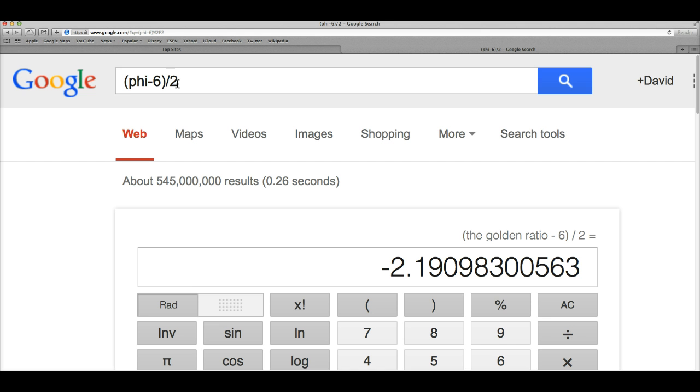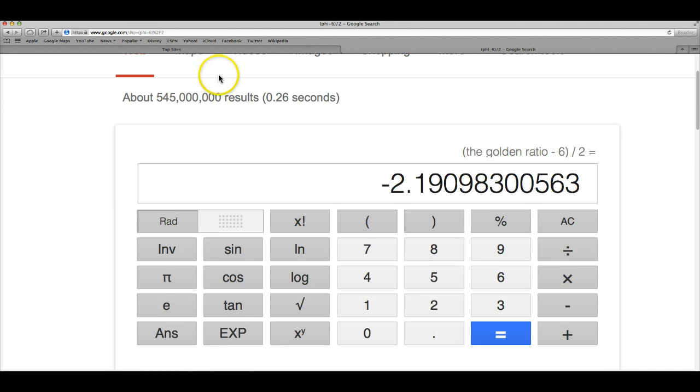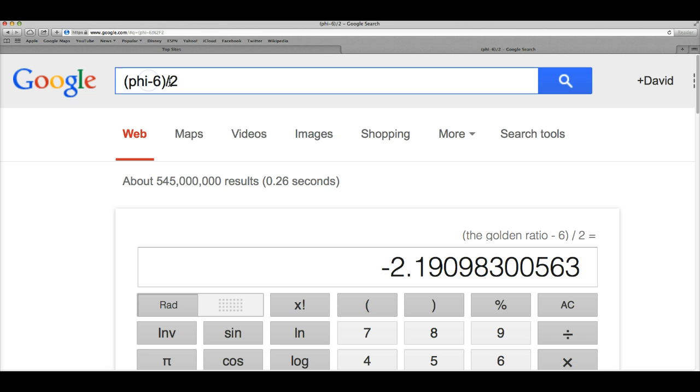Oh, and I screwed that up somehow. Oh, I see. I lost my carets. Okay. So that's that value.